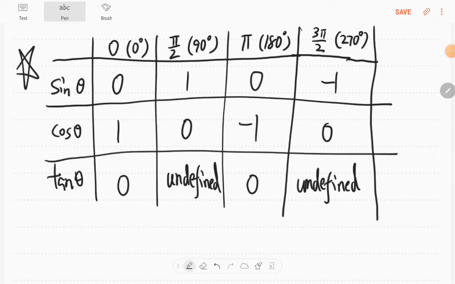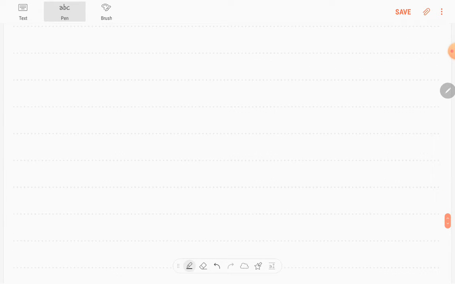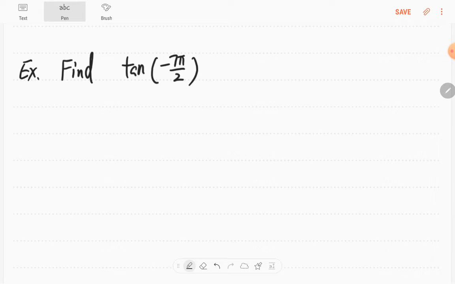So now let's look at this example. We want to find the tangent of negative 7 pi over 2. Okay, negative 7 pi over 2. So the first thing is we need to determine the terminal side, right? So look at negative 7 pi over 2, which can be written as what?